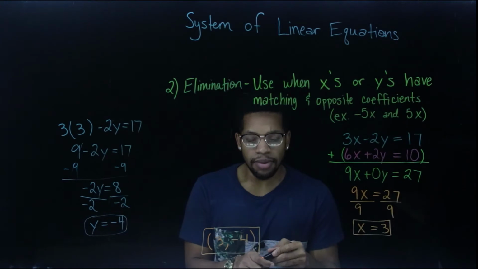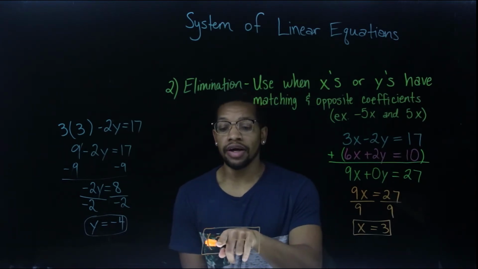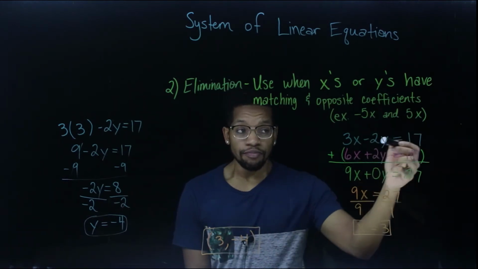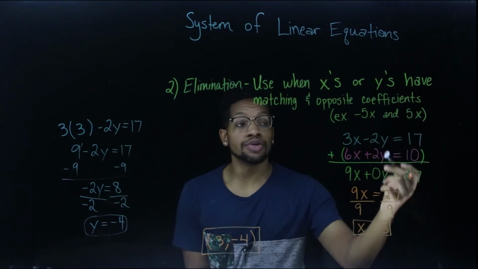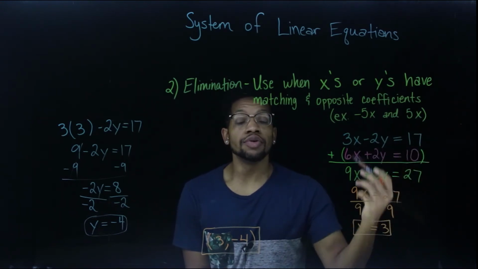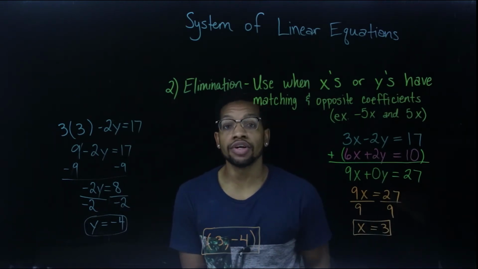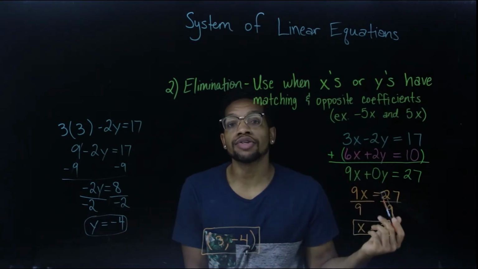A lot of the time they might ask you to check to make sure that's the right answer. The way you do that is you plug in 3 for x and -4 for y. You can do one equation, or if you really want to make sure it's the right answer, you can do both equations. If you did it right, it should work for both equations. So I recommend you pause the video and plug your x and your y into both equations and make sure it works out.